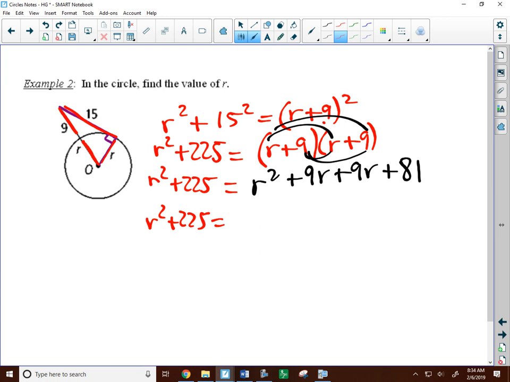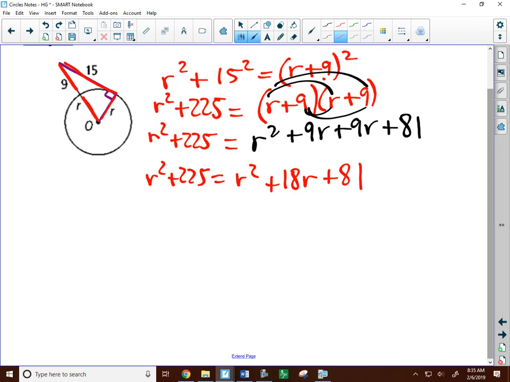The next step would just be to combine the middle terms. Or you might have been taught to do that all in one step. So 9r plus 9r is 18r. And now it's just solving for r.